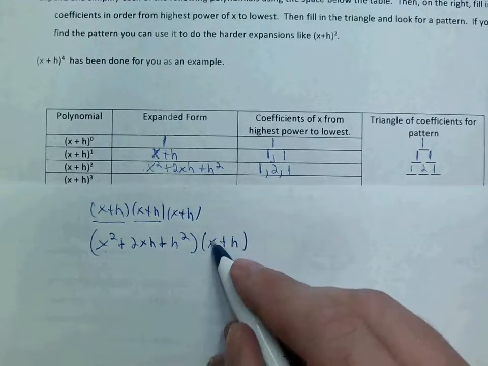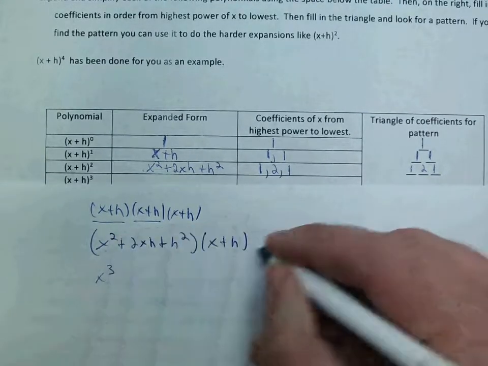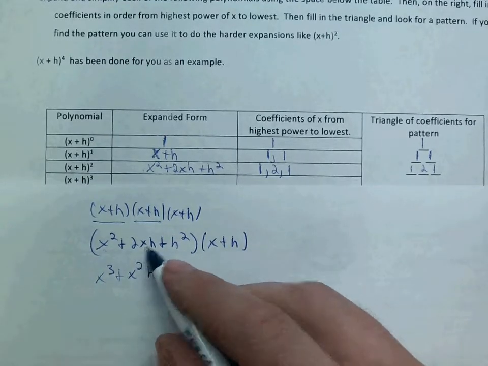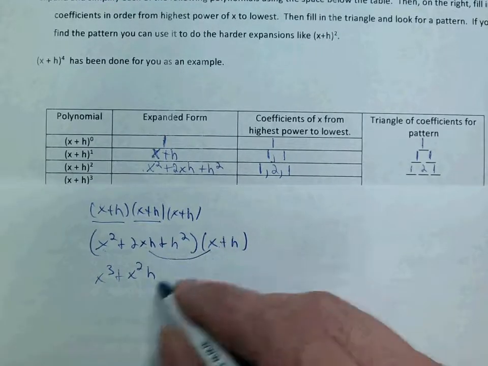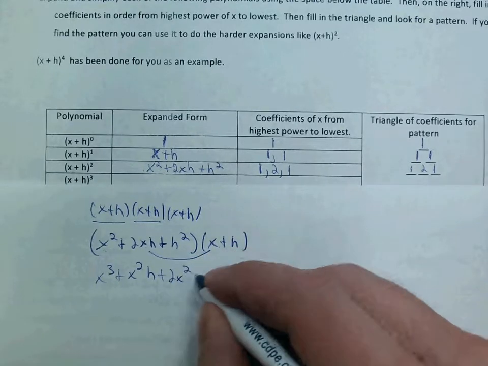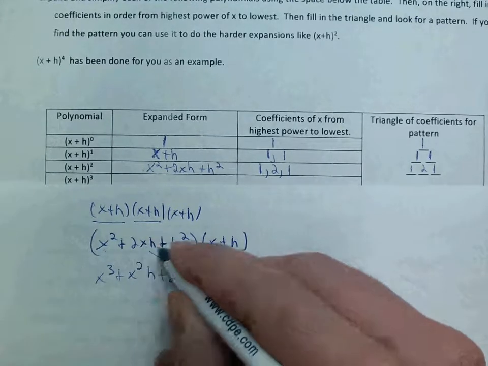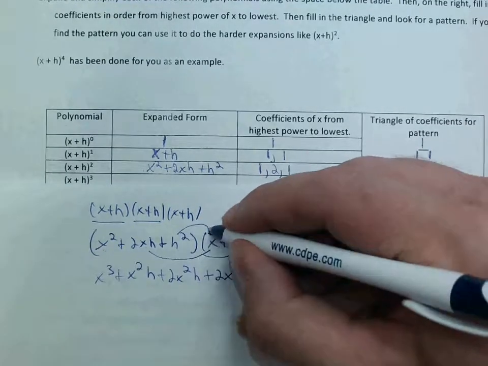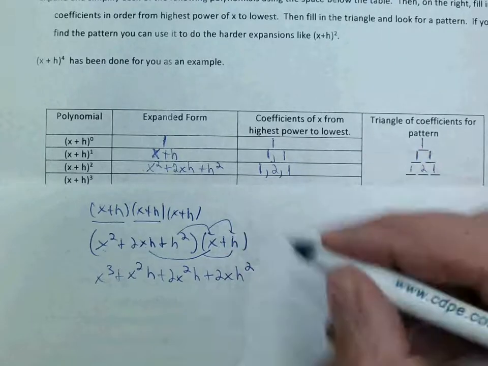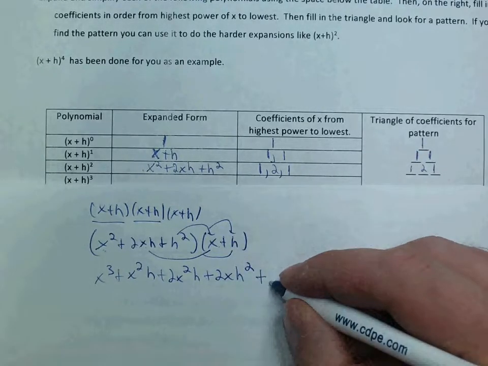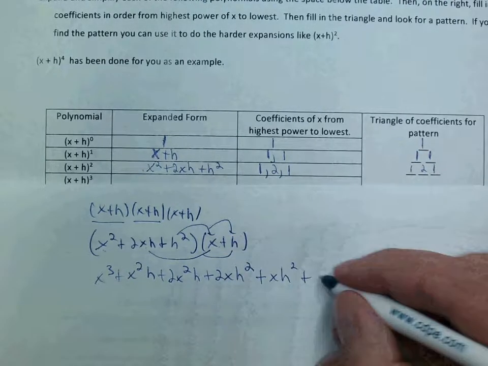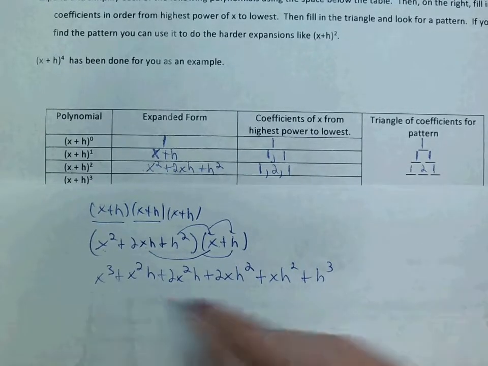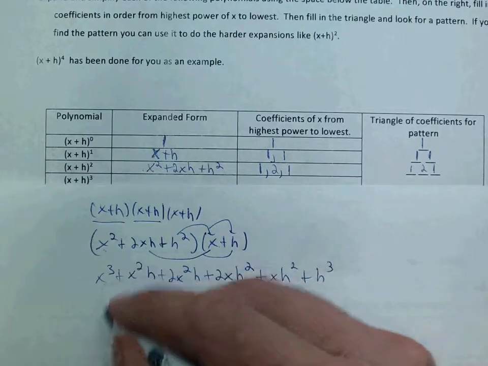So x squared times x is x cubed. x squared times h is x squared h. 2xh times x is 2x squared h. And then 2xh times h is 2xh squared. And last we have to distribute the h squared. So plus xh squared plus h cubed. Notice I always put the x's before the h's. It doesn't really matter, but it sure helps keep things organized and easier if you do that.